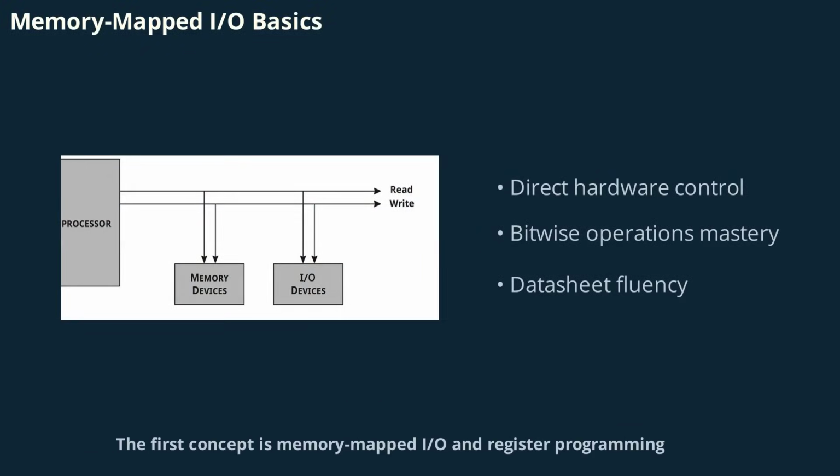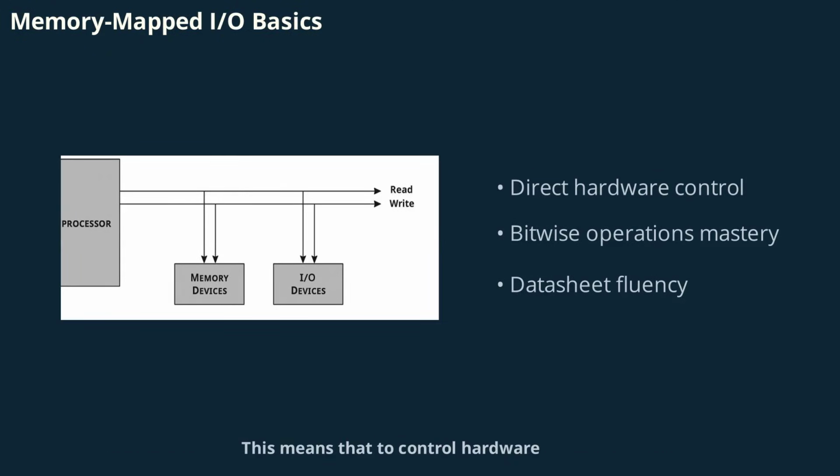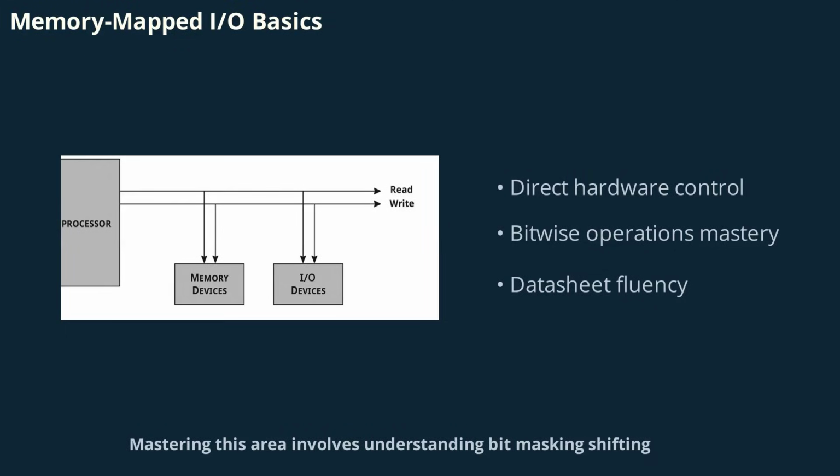First concept is memory mapped I/O and register programming. In embedded systems, microcontrollers expose hardware through memory mapped registers. This means that to control hardware, you need to interact directly with these registers. Mastering this area involves understanding bit masking, shifting, and logical operations. It's also crucial to become comfortable reading datasheets and working with volatile read-write registers. These skills form the foundation for any hardware interaction, making them indispensable for embedded developers.